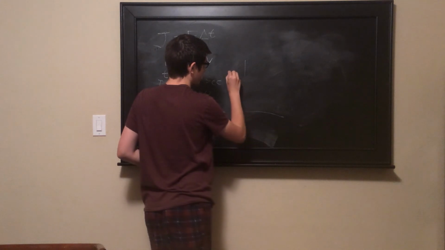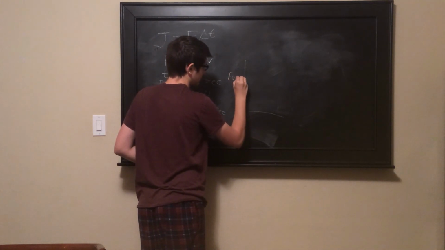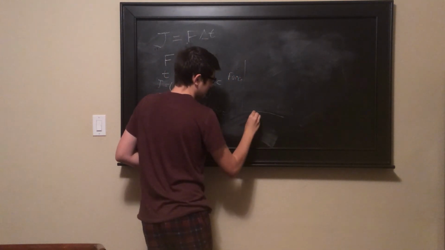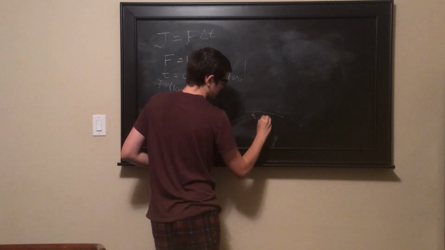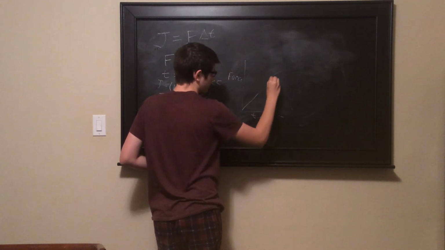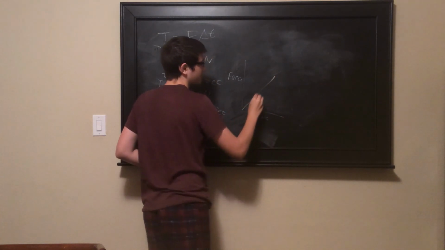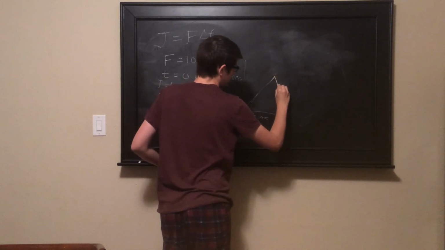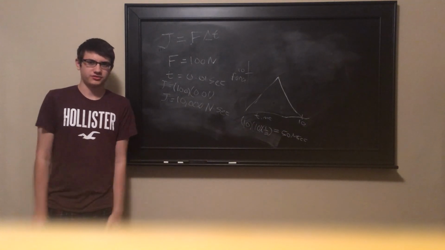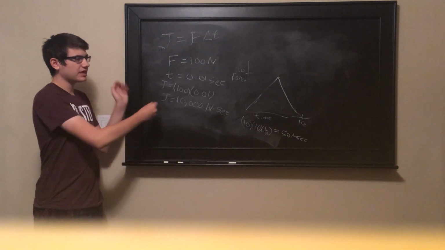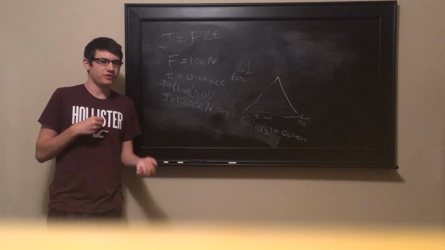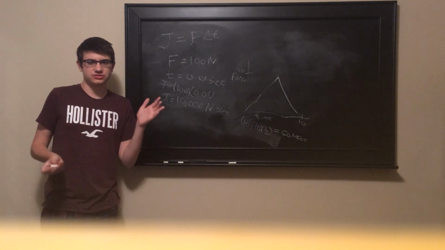We have a graph with force on the y-axis and time on the x-axis. We can find the area under the curve to find the impulse. So these are the basics around linear momentum. Although they can get more complicated and more involved, if you're able to do these, you should be good.